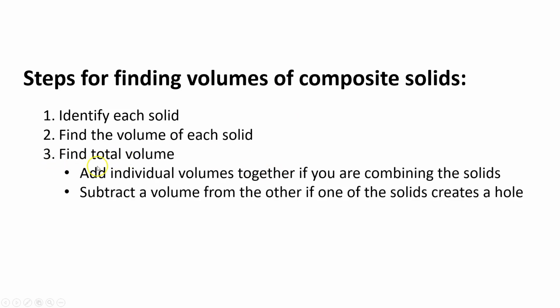Finally, find the total volume. If you are combining the solids, that means you're just going to add the individual volumes together. If you're taking away, meaning like if one of the solids creates a hole in the other one, you're going to take that away or subtract it from the bigger solid. Okay, and that's basically it. So these are the list of steps. If you didn't write any of this down, I would at least write this down right here.